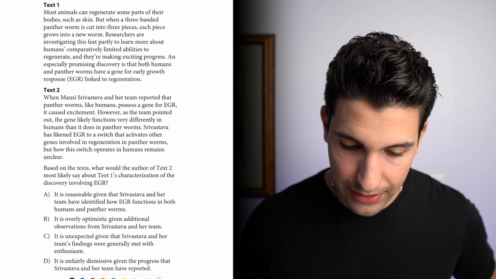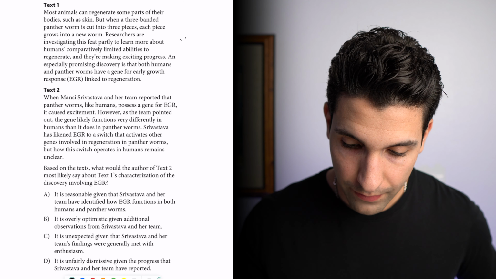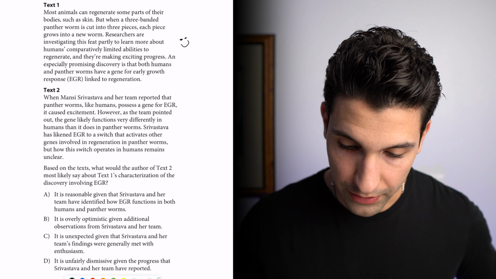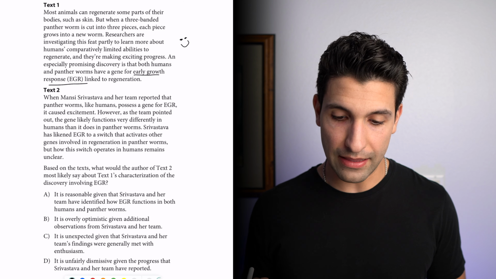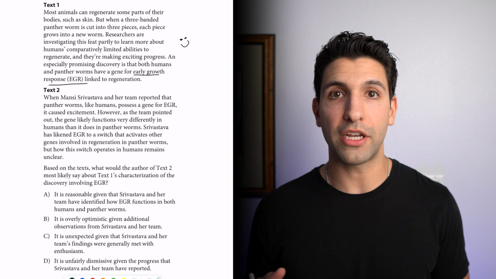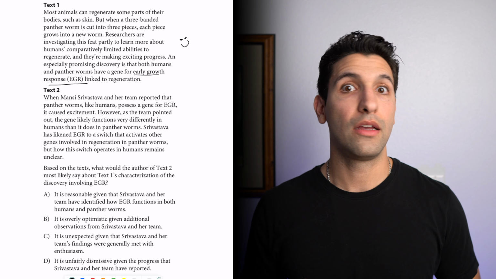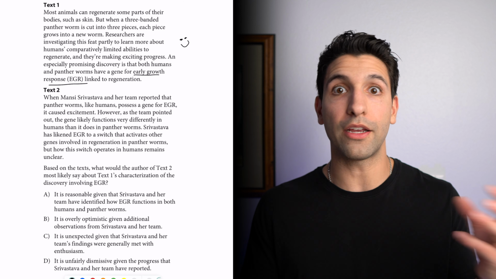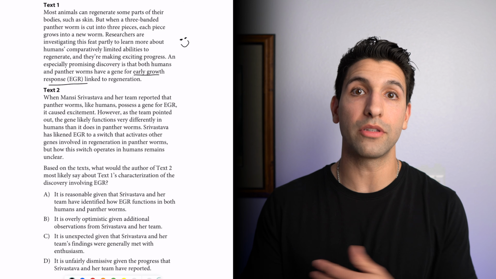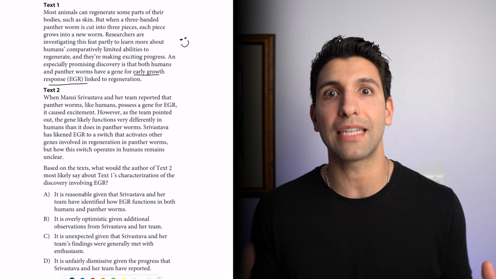Text 1 is essentially saying they're excited about finding, oh, that looks evil. They're excited to see this link in the early growth response, linked to regeneration, because they saw that humans had it and earthworms had it. So they're like, oh yeah, we chopped a worm in 3 pieces and it grew into 3 other worms. Maybe we could chop a human's arm off and then it'll regrow somehow. All right, so they're excited about that.